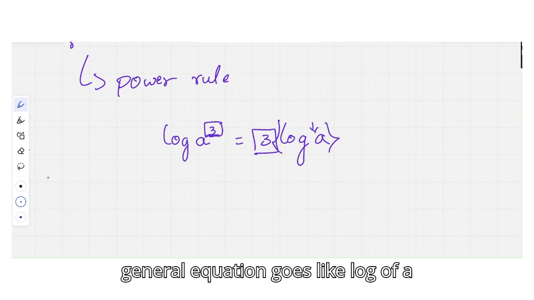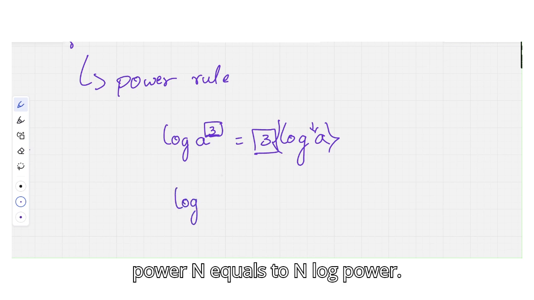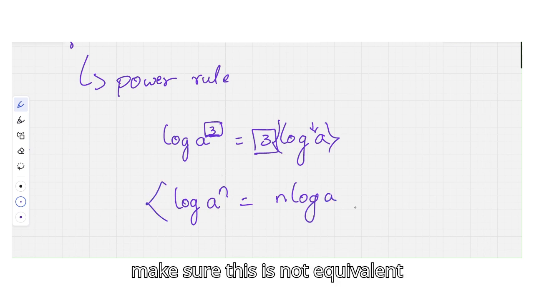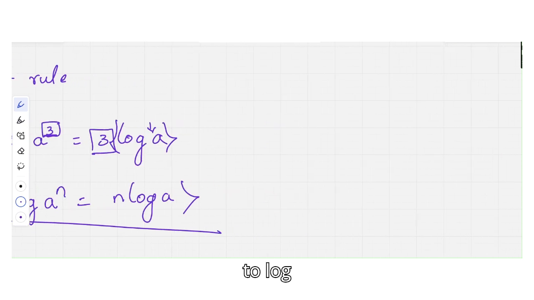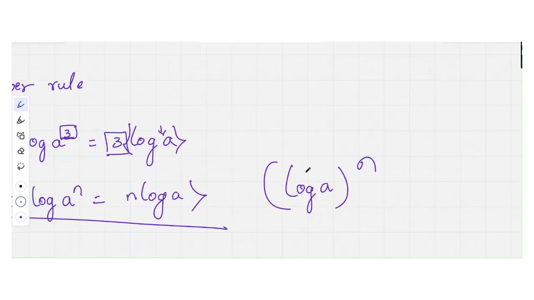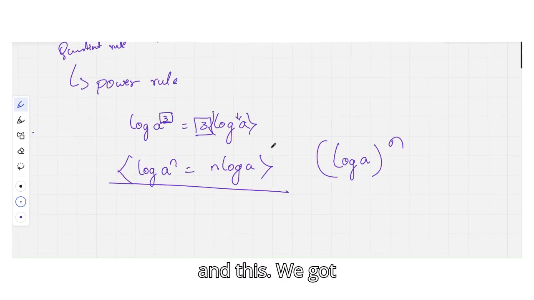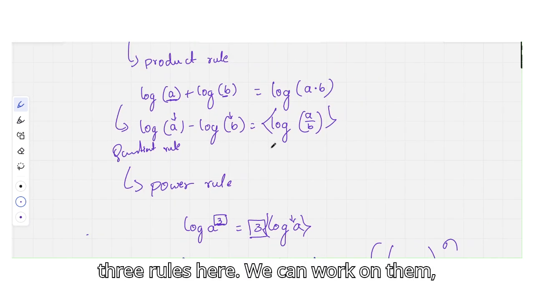So the general equation goes like log of a power n equals n log a. Always make sure this is not equivalent to log of a whole power n. You must be careful about it. So we got three rules here, and we can work on them.